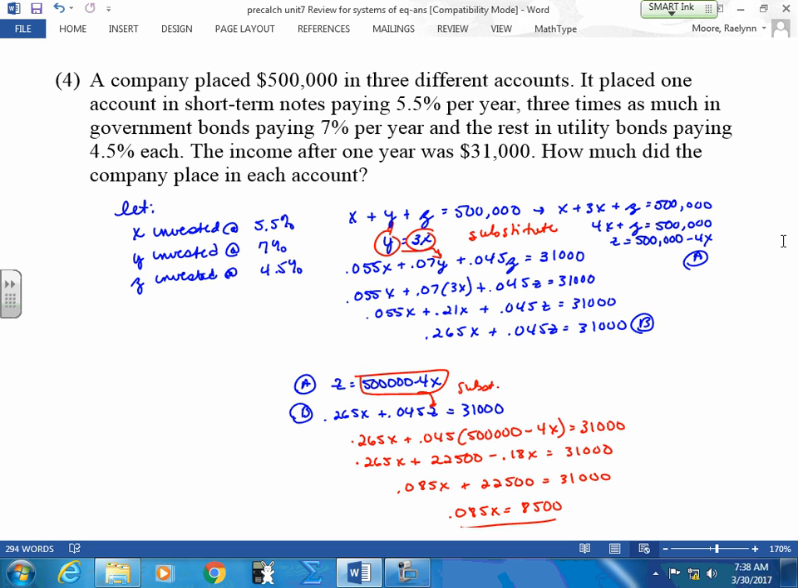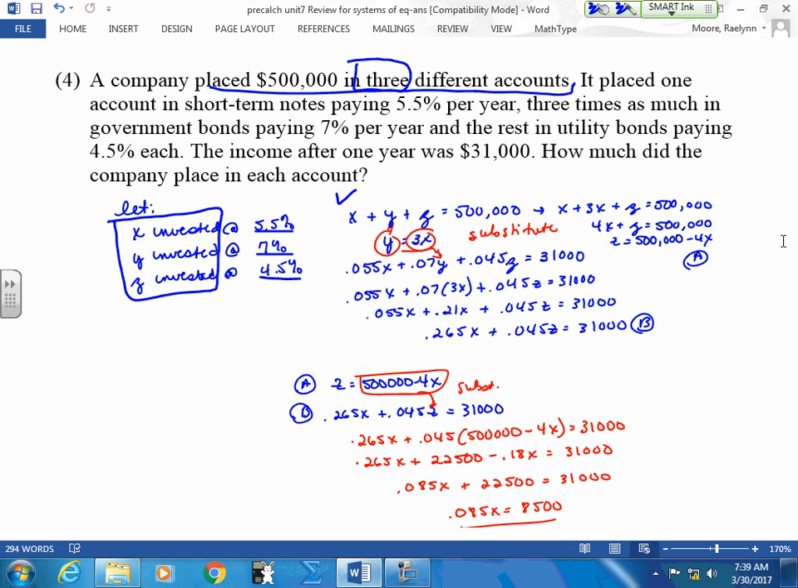No. All right. So a company placed this much money in 3 different accounts. How many variables do I have? So I'm just going to put this here first. X, Y, and Z. And my X, Y, and Z adds up to how much? 500,000. So there's my first statement. I don't care what the interest rates were yet. I just know that they took all this money and they put it in this thing and we invested their money. What did we invest it at? In these little short-term notes paying 5.5%, 7%, and 4.5%.